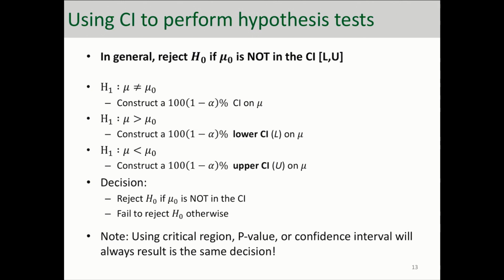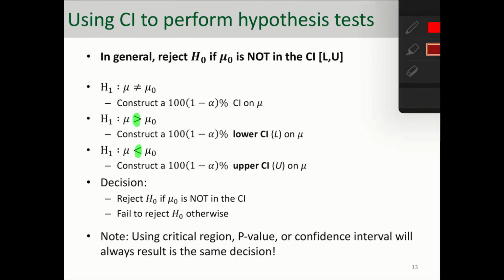Let's look at different types of alternative hypotheses that we may have in any hypothesis test. You may have a two-sided alternative hypothesis, and in that case you construct the confidence interval on the mu and you make the decision using this rule. Or if you have a one-sided test, here we have a one-sided alternative hypothesis with mu more than mu naught and here mu less than mu naught.